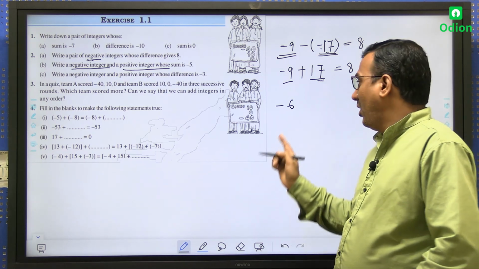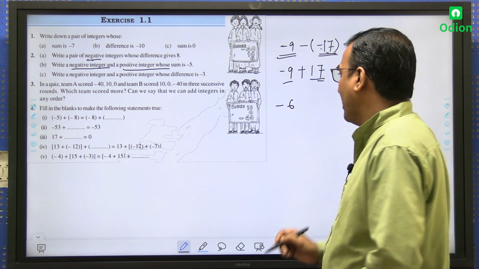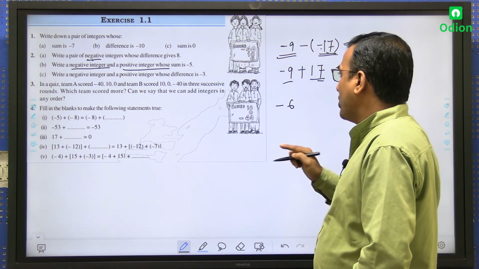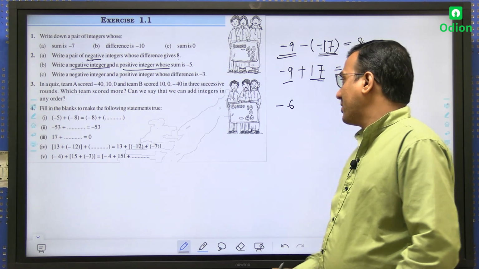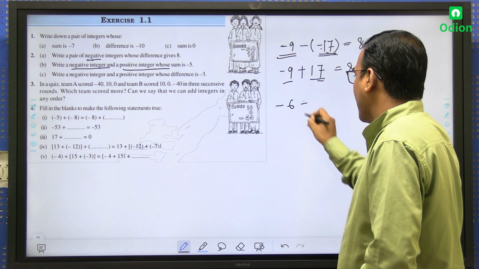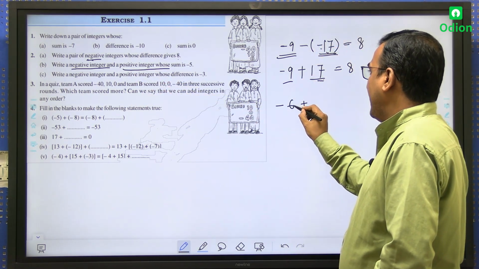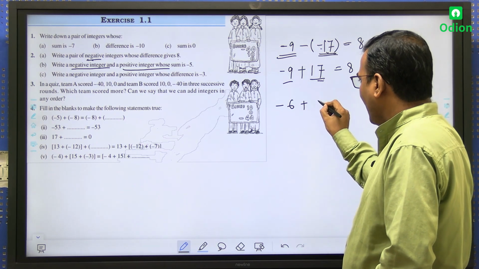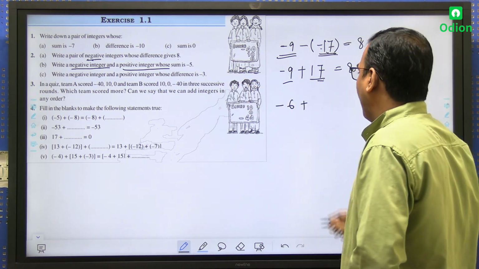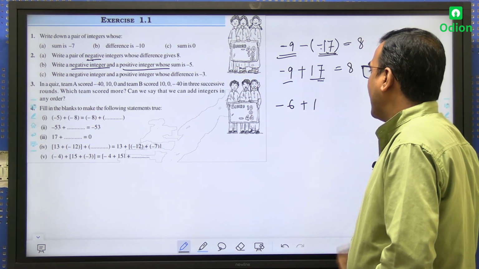One answer we already have, minus 6, and it is the negative integer, and I have to find the second positive integer whose sum will be minus 5. Then what number do we have to put? I have to write the plus symbol because we need a positive integer. What will be the second digit to get the value of 5? We have to subtract 5 from 6, so the answer will be 1.